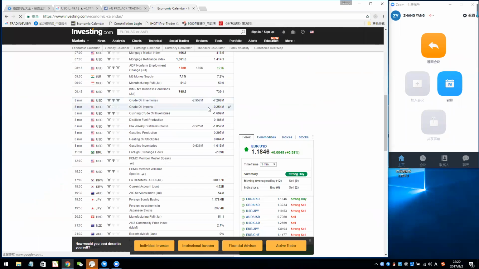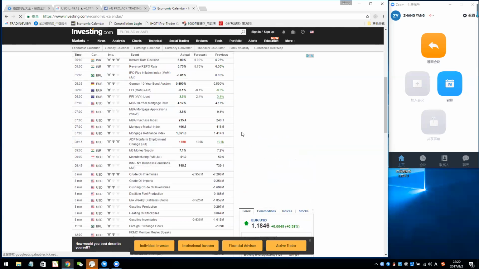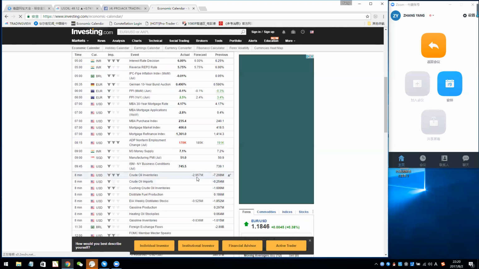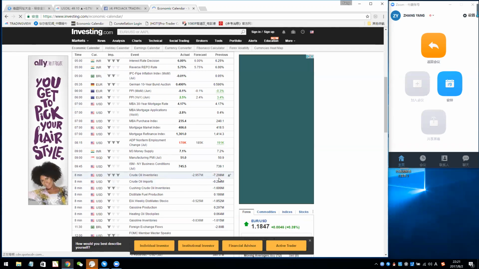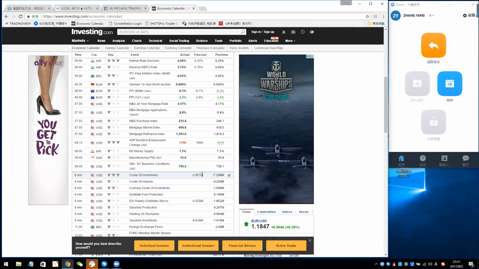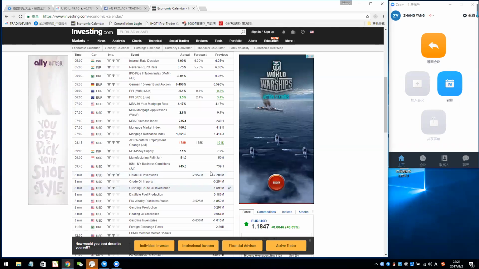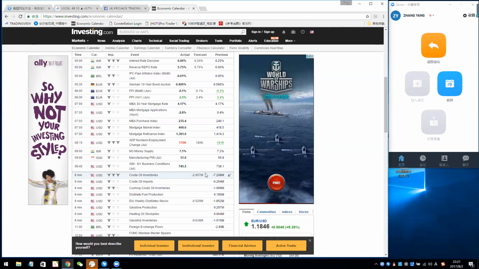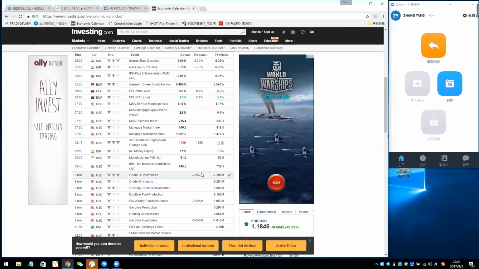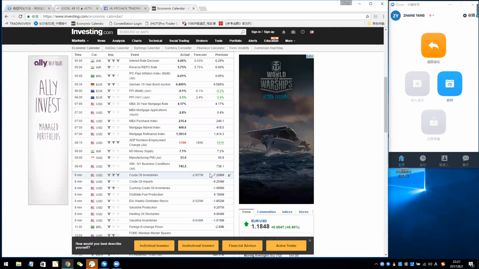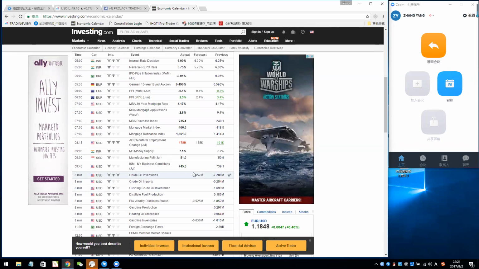Oil inventories. The expectation is negative 2.957 million. Previous is negative 7 million, right? So it's actually good because it's negative 2.95, which is much higher than the last month's figure.